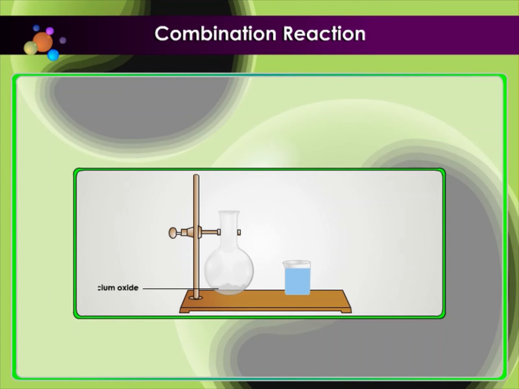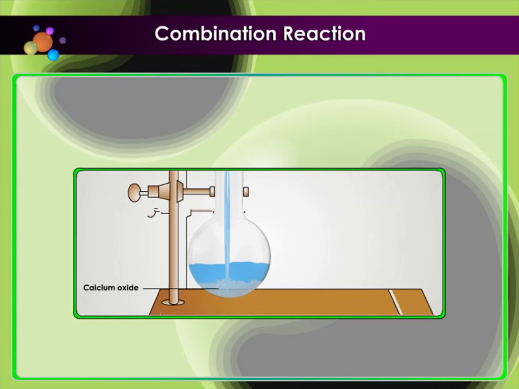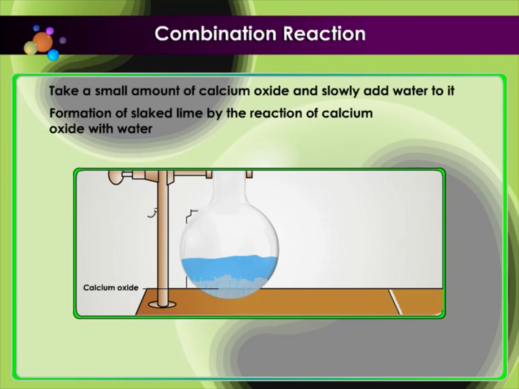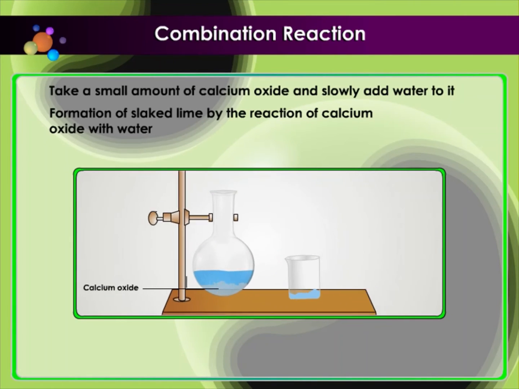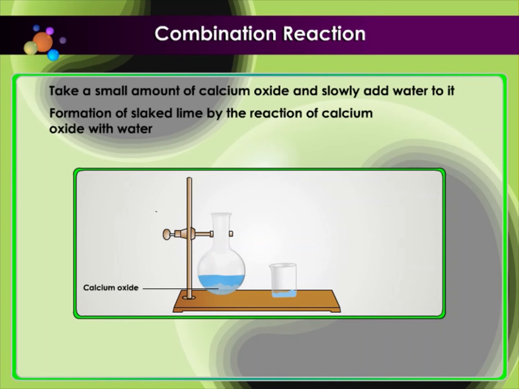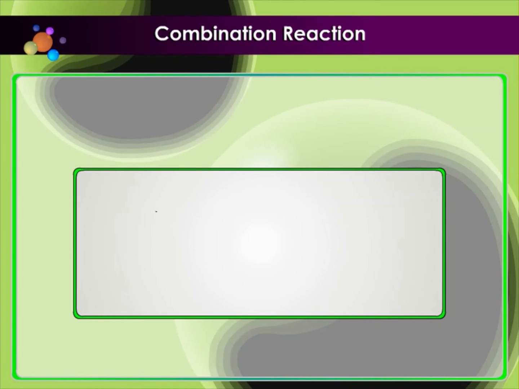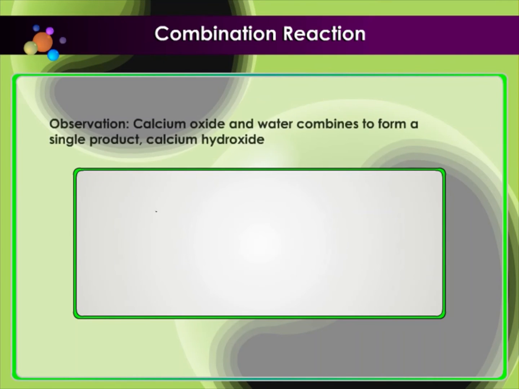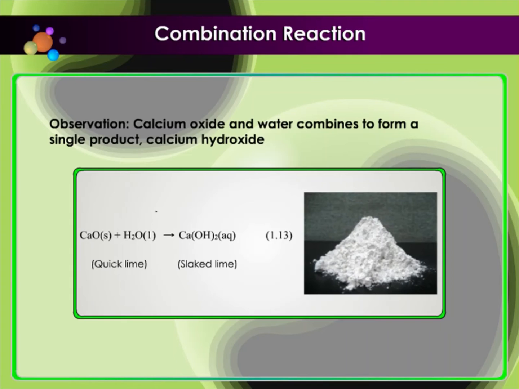Let me explain to you more about the combination reaction with the help of an activity. Take a small amount of calcium oxide or quicklime in a beaker. Slowly add water to this beaker. We can observe that the temperature in the beaker has changed. In this reaction, calcium oxide and water combine to form a single product, calcium hydroxide.